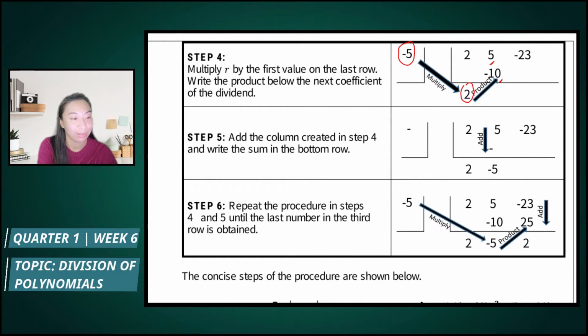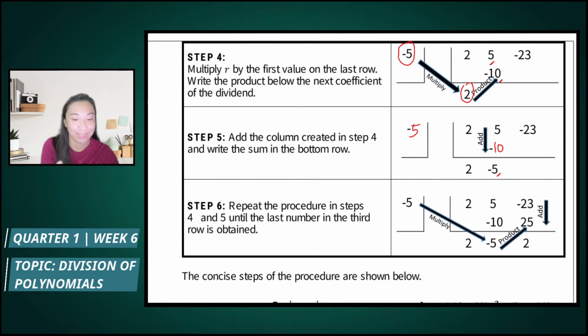Next is, add the column created in step 4 and write the sum in the bottom row. Take note that below 5, there is negative 10. Let me just complete this. Once you have negative 10 there, we are going to add that. 5 plus negative 10 will give us negative 5. We are going to write it on the bottom row. So negative 5 is there.